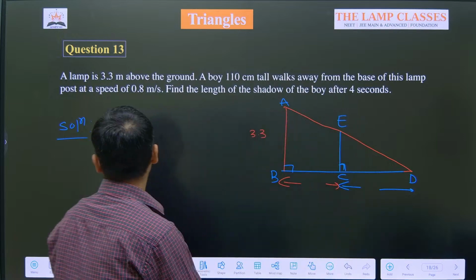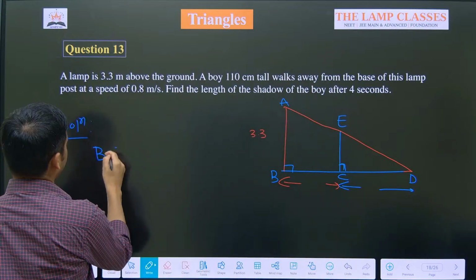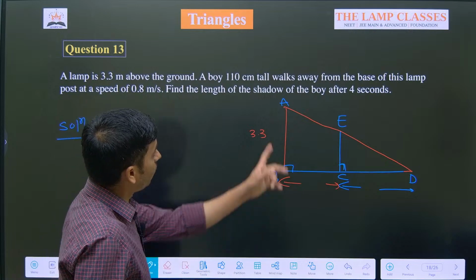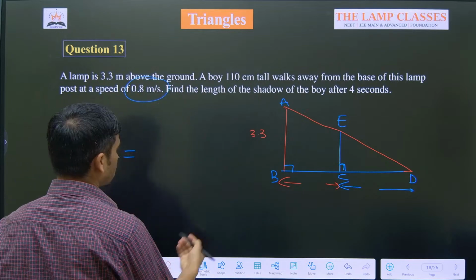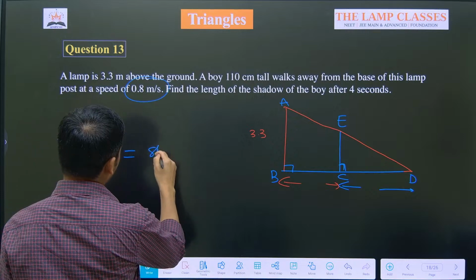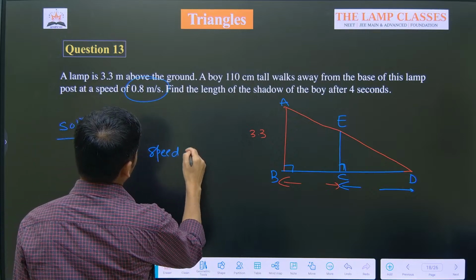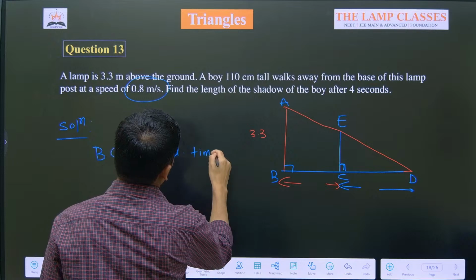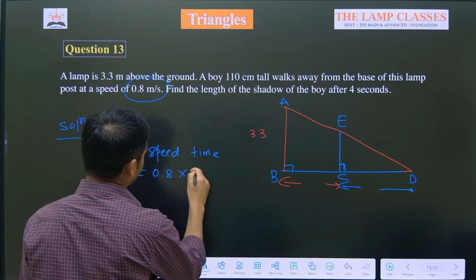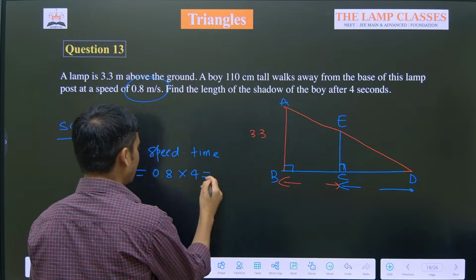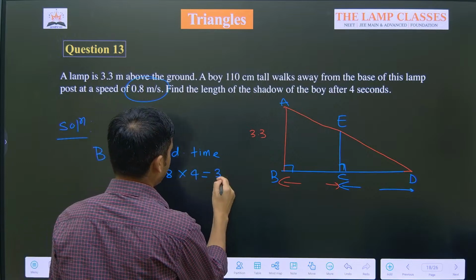Can I say BC is actually the distance traveled by the boy in 4 seconds, and we know the speed is 0.8 meter per second. So BC is going to be speed times time. Speed is given 0.8 meter per second into time is given 4 seconds. So is it actually 3.2 meter?